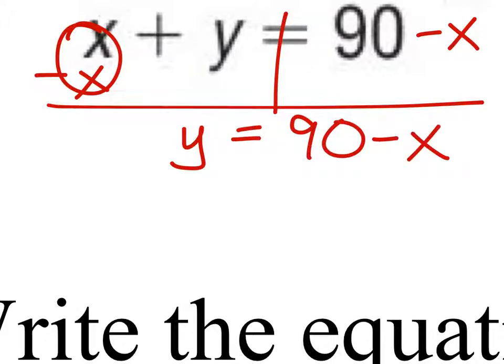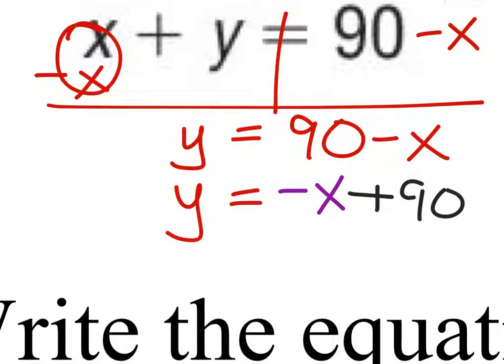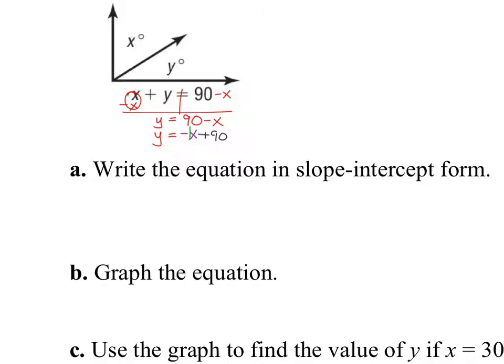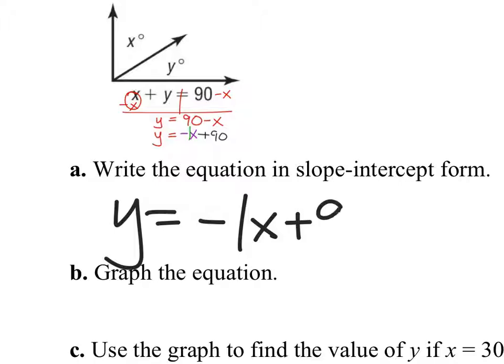Still not really slope-intercept form. What I need to do is make that a negative x, and then I'll add the 90. So I just switch those two terms. Still y equals though. And if it helps, you can put a 1 in front of the x. Bam! We got it. So the equation in slope-intercept form is y equals negative 1x plus good old 90.